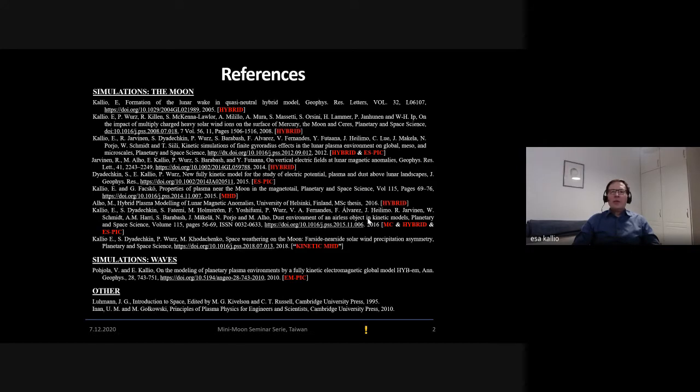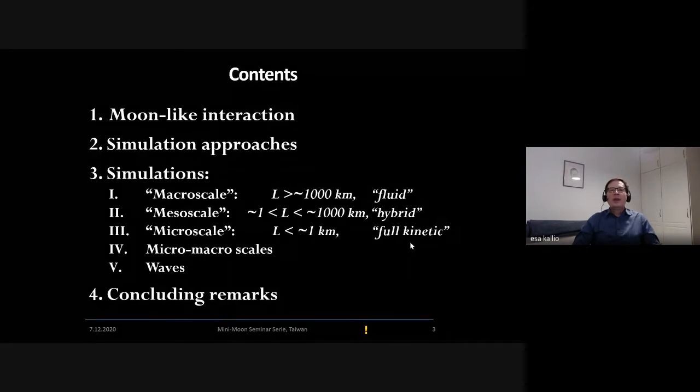Here you can see references, and I have tried to include those references also in the plots. So the contents: I will go very quickly through the moon-like interactions, because you are already experts on this topic. But anyway, I would like to put the moon in a wider context, briefly. Then my focus is on different simulation approaches.